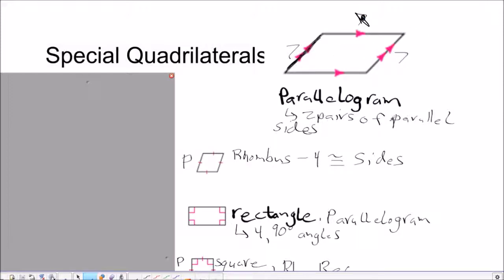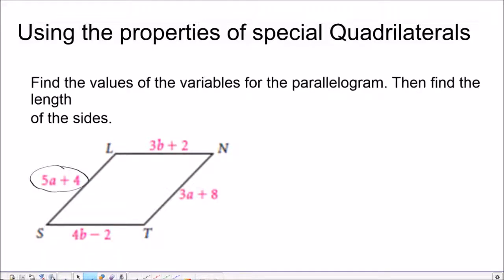So it has two pairs of parallel sides, and you can add this to your notes. And opposite sides are congruent. So now, once we have that, let's go back to the question that we're working on, and let's use that fact. Our opposite sides are congruent, which means that this is the same as that. So let's write an equation and solve it. So we get 5a plus 4 equals 3a plus 8.